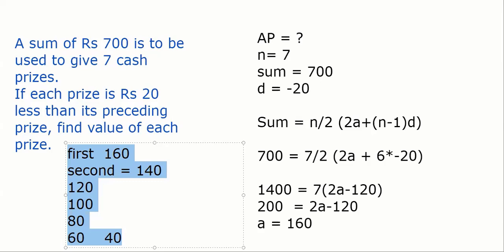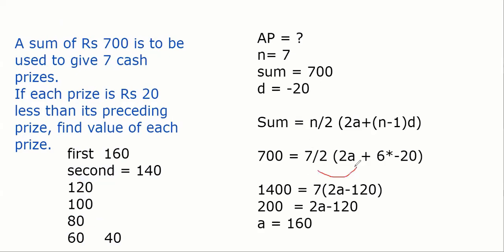So that 700 equals 7 divided by 2, into 2a plus 6 into minus 20. Then can we take the 7 there? Meaning 100 equals 2a plus 6 into minus 20 divided by 2. That will be more easy.